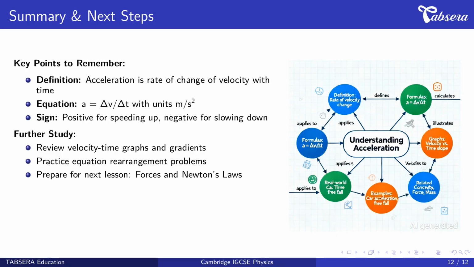Let's summarize today's lesson. The key points to remember are, first, the definition. Acceleration is the rate of change of velocity with time. This fundamental concept describes how quickly velocity changes, whether increasing, decreasing, or changing direction. Second, the equation a equals delta v divided by delta t, with units of meters per second squared. This mathematical relationship allows precise calculation of acceleration from velocity and time measurements.